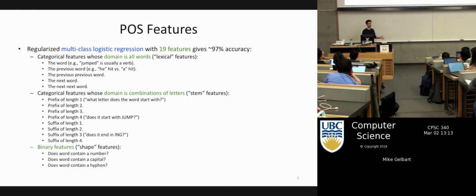And then we can have other types of binary features about the particular word that might help us tag part of speech. Here comes Mohammed. He can probably tell everyone much more about this than I can, but that's okay.